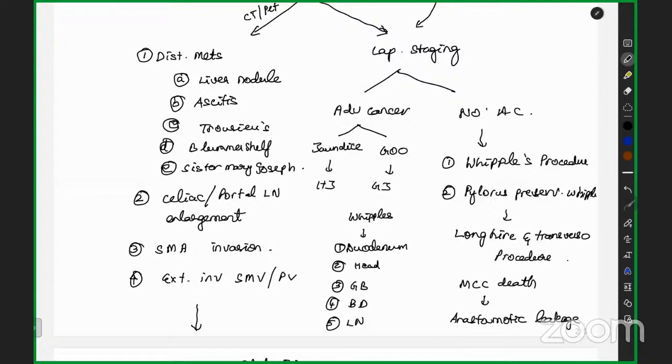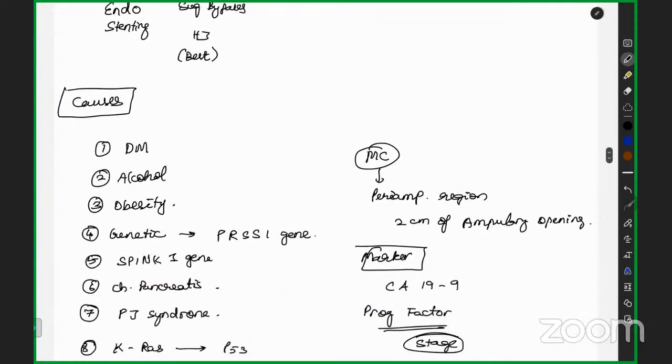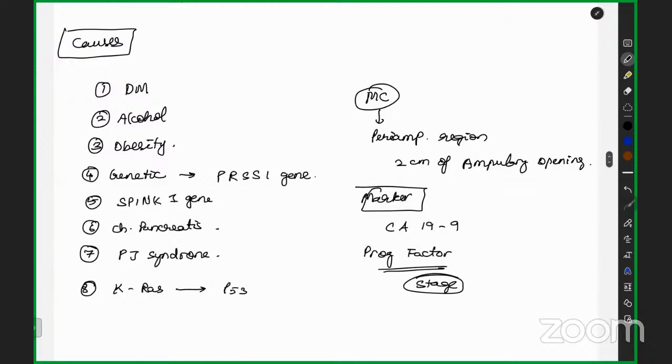In advanced cancer, again, if jaundice is there, I go for hepatico-jejunostomy. When there is going to be gastric outlet obstruction, I go for gastrojejunostomy. What are the causes? Diabetes mellitus, alcohol, obesity, genetic causes, PRSS1 gene, SPINK1 gene, chronic pancreatitis, Peutz-Jeghers syndrome, which is the most common syndrome, and you're going to have KRAS, P53 progressive mutation.